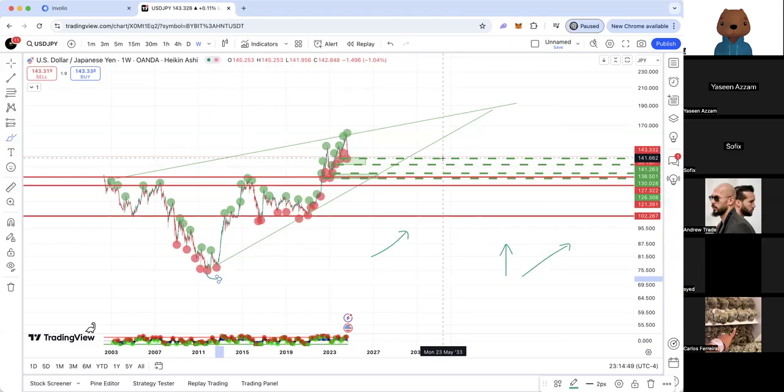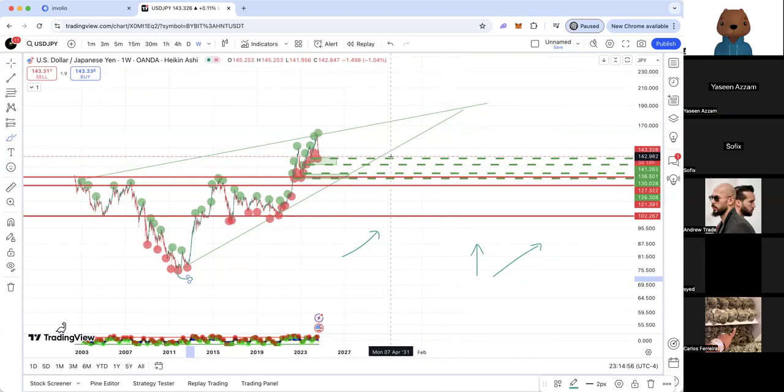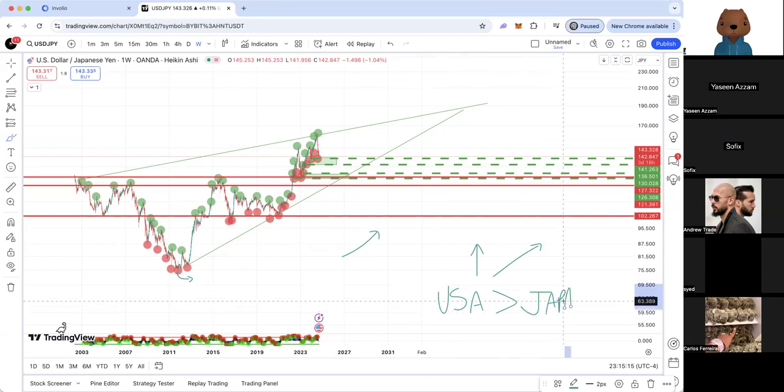So essentially, it became more expensive to buy the US dollar if you are holding Japanese yen. Okay? So that's how people trade Forex. They trade Forex based on the fact that USA is superior to Japan. It's so funny, but that's literally the reality of it. So that's how people make money on Forex.